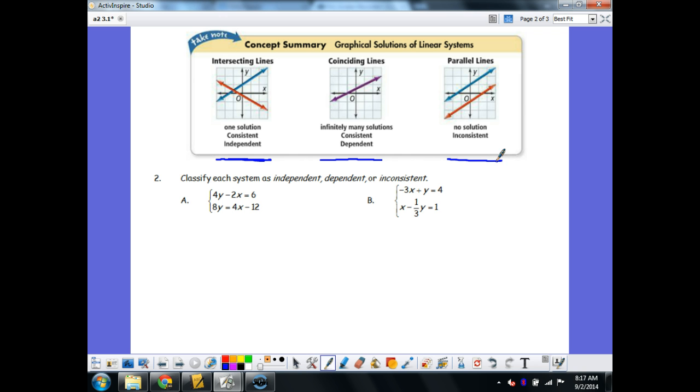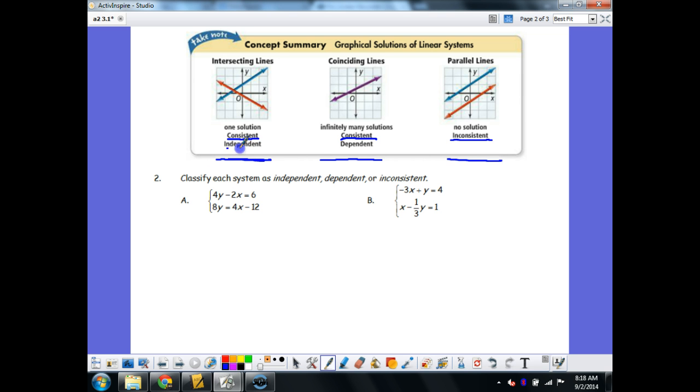And they are given special names. For example, any system that has at least one solution, whether it's one solution or infinitely many, is consistent. If you have a system with no solutions, in which case the lines are parallel, it is said to be inconsistent. And then the two consistent types are broken down into independent and dependent.